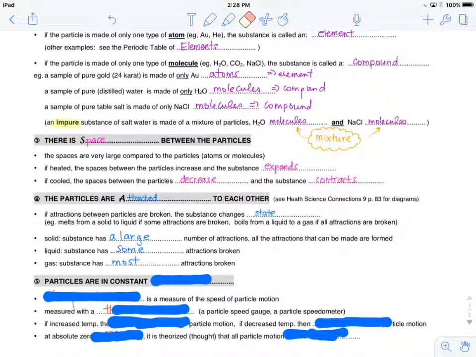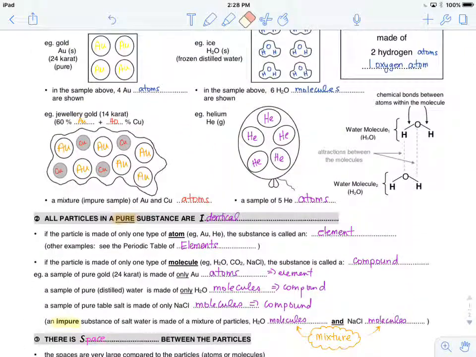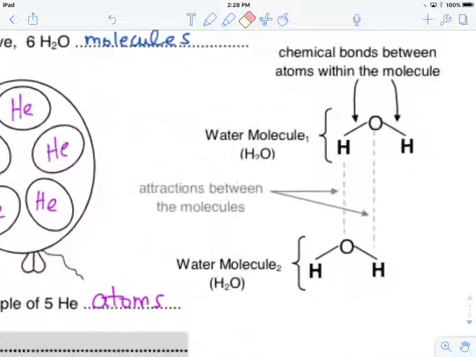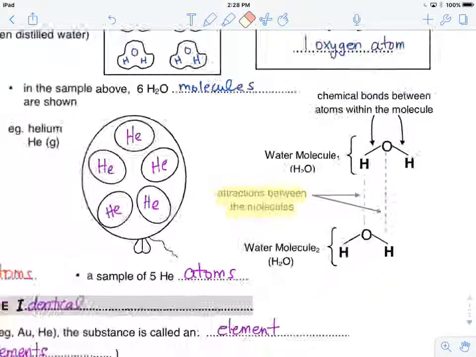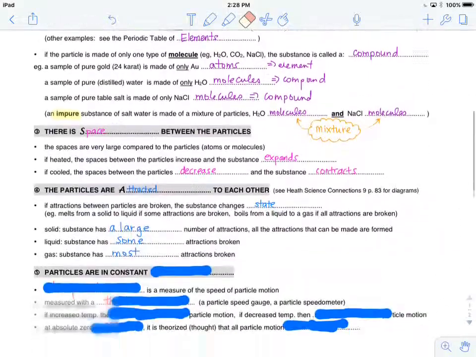Now, what are we talking about when we talk about particles being attracted to each other? This little diagram right here goes with what we're talking about. So here's an example. Here's water. And in water, we actually have attractions right here between the molecules of water. Okay? We're not talking about these attractions in here between the hydrogens and the oxygens. That's a chemical bond. We're going to talk more about that later on in this unit, but we're not talking about those. We're talking about the attractions between the water molecules, and they actually are attracted to each other.